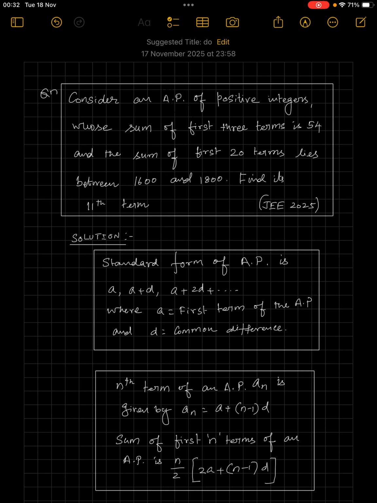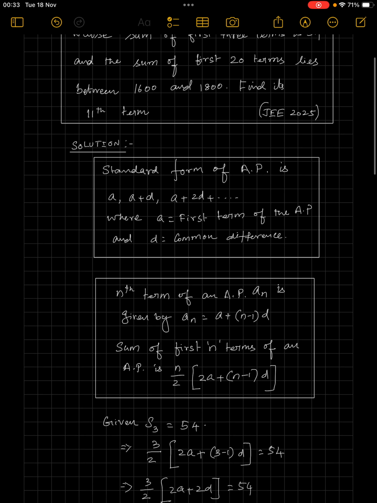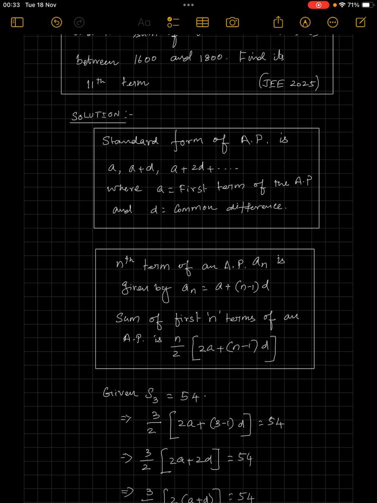So in this video we will be solving a problem on arithmetic progression, and this problem appeared in JEE 2025. Consider an AP of positive integers whose sum of first three terms is 54 and the sum of first 20 terms lies between 1600 and 1800. Find its 11th term. It's a fairly straightforward question except one tricky part that we will see during the video. So now let's go to the solution part.